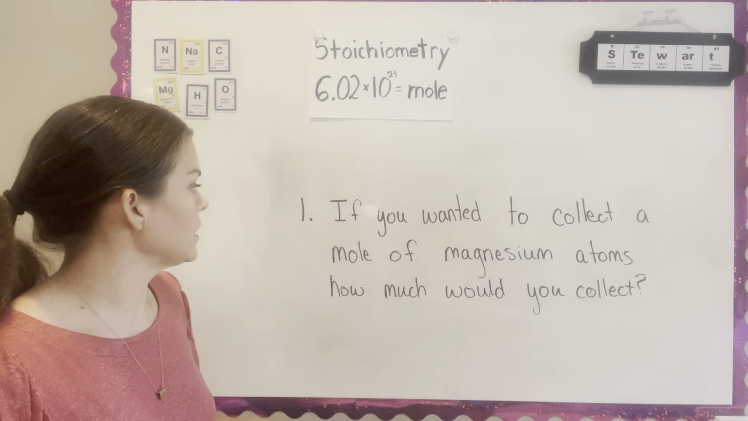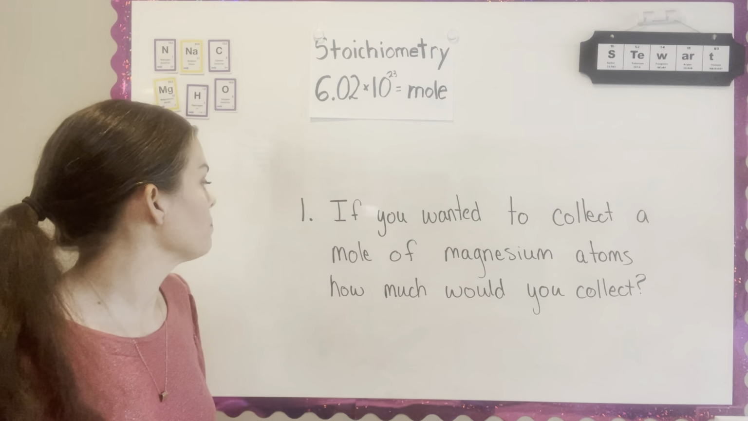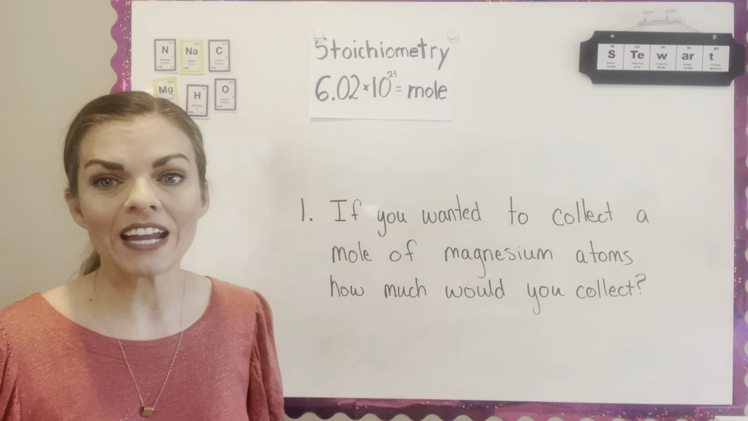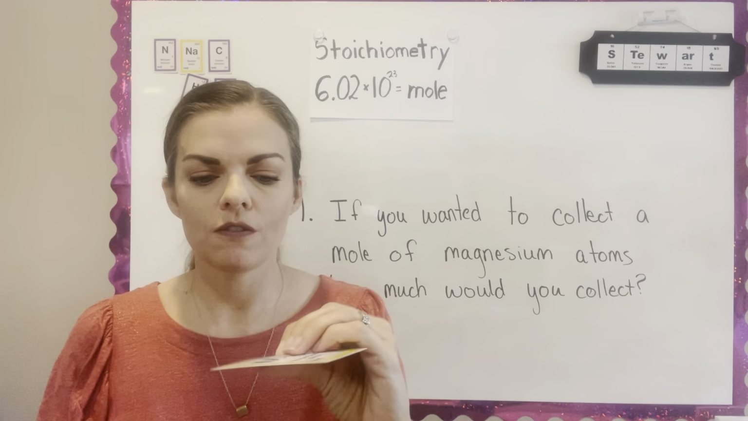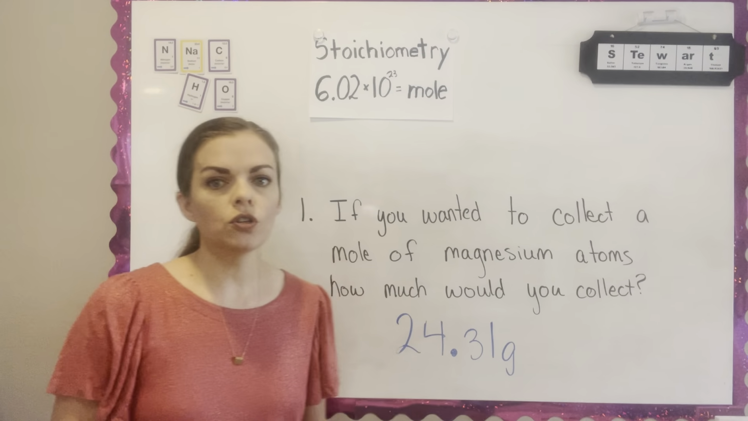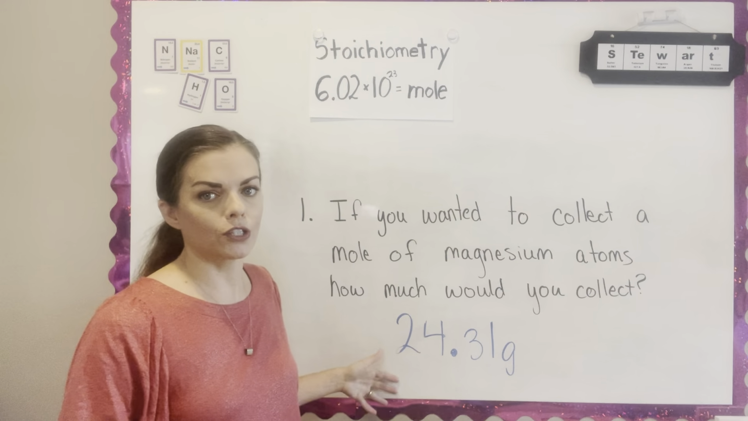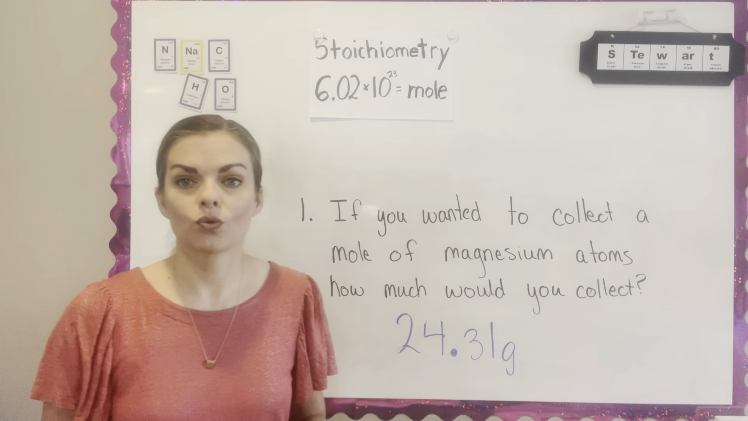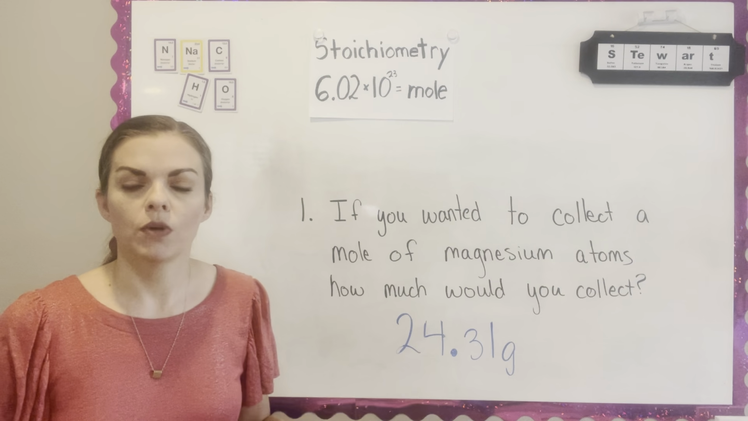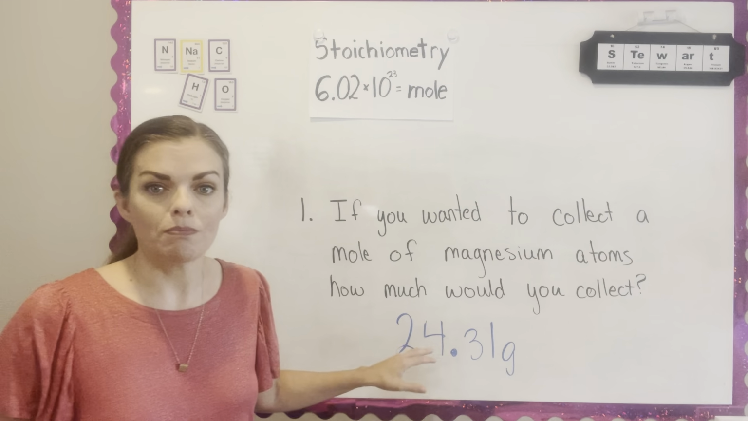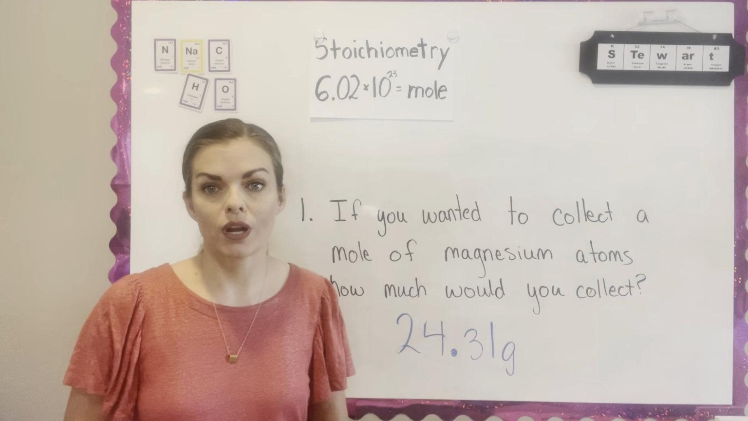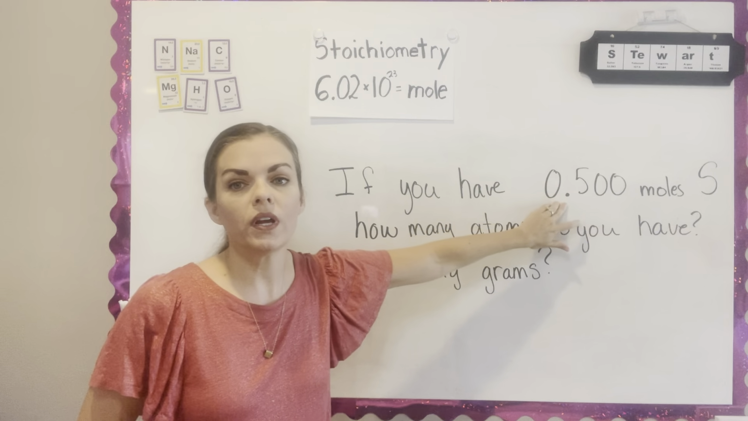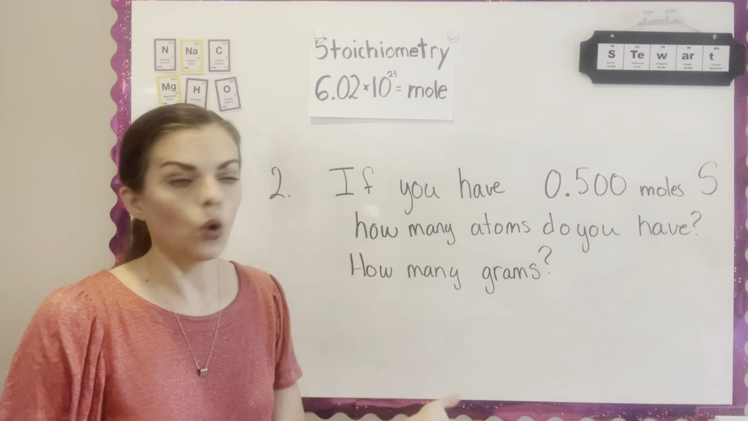Question number 1 of the comprehension check. If you wanted to collect a mole of magnesium atoms, how much would you collect? On your periodic table, you're going to be looking for magnesium. Mine says 24.3, and if you're using the periodic table in the front of your book, you actually have more decimal points. So you're going to see that it's 24.31 grams. So if you wanted 1 mole of magnesium, you would mass out 24.31 grams.